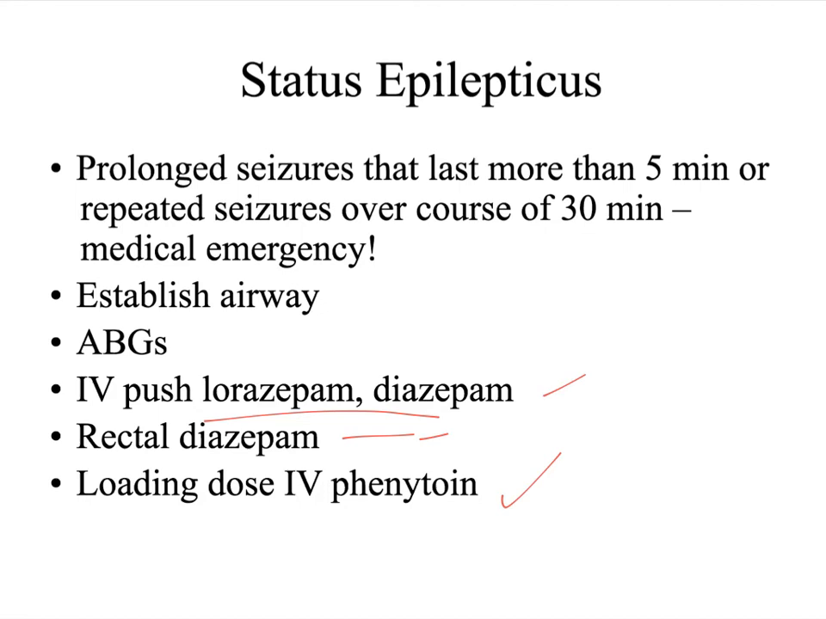IV phenytoin needs to be given cautiously. It can be irritating to the tissues if it's given through a peripheral IV, so you need to make sure you monitor the site and administer it slowly.